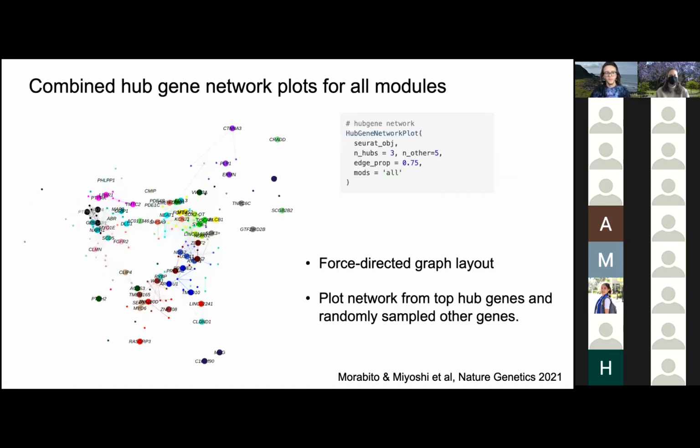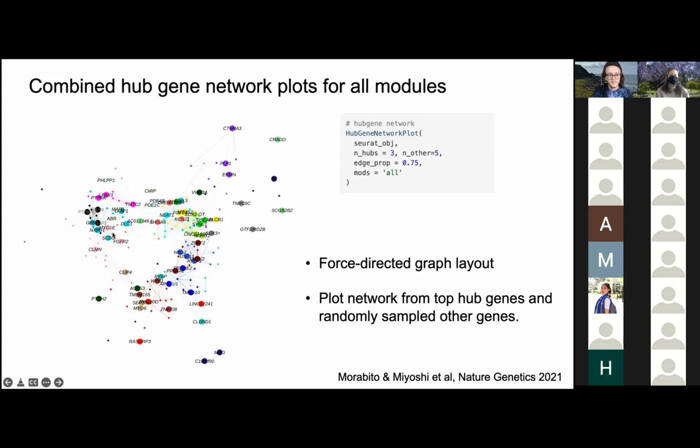Other people have come up with a lot of different ways to visualize WGCNA networks. So we also have this approach, which I call a combined hub gene network, from the function hub gene network plot. You give it a Seurat object, and say I want 3 hub genes and 5 other genes. For each module, it grabs the top 3 hub genes ranked by connectivity, and then randomly samples 5 other genes. The big genes with a label are the hub genes, and the small ones are the other sampled ones. Then we plot it with a force-directed graph layout.